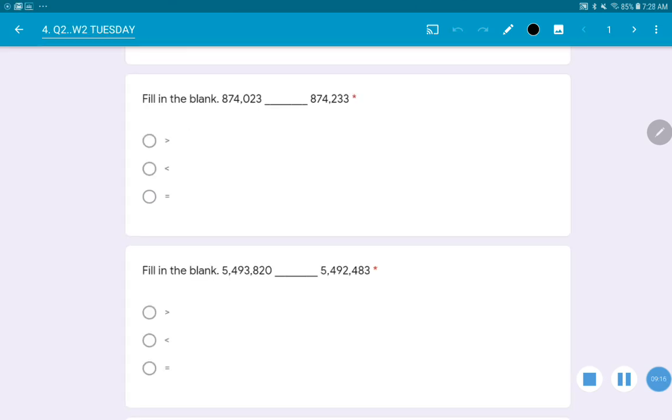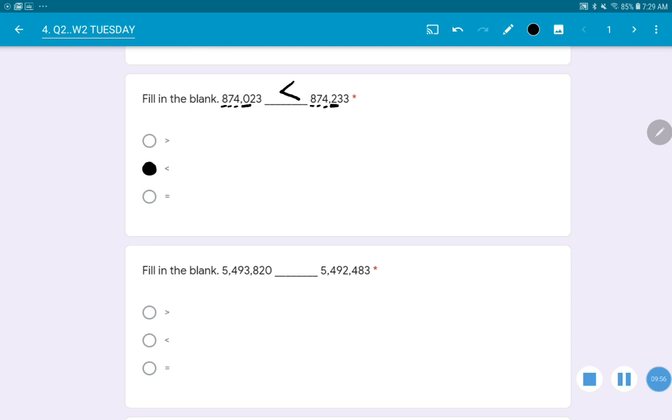Okay, let's take a look at Tuesday's daily math. So the first 2 questions ask you to compare the numbers. The first one has 874,023 and 874,233. So if I look, the largest place value is the same, the 10,000s are the same, the thousands are the same, so I'll move on to the hundreds. Here I have 0 hundreds and 2 hundreds. I know 0 is less than 2, so I need to put the less than symbol.